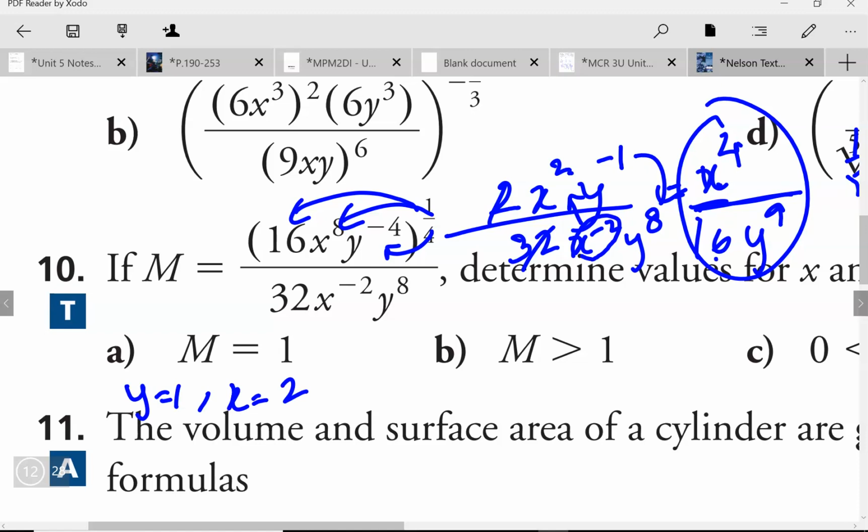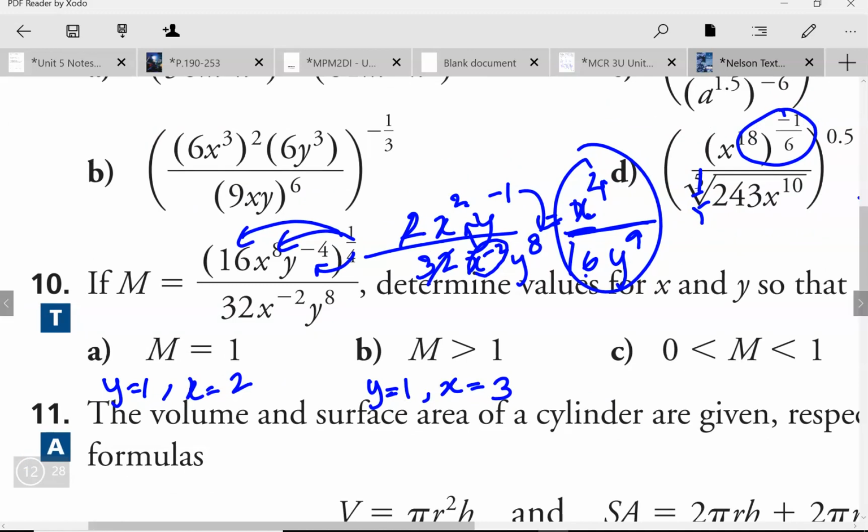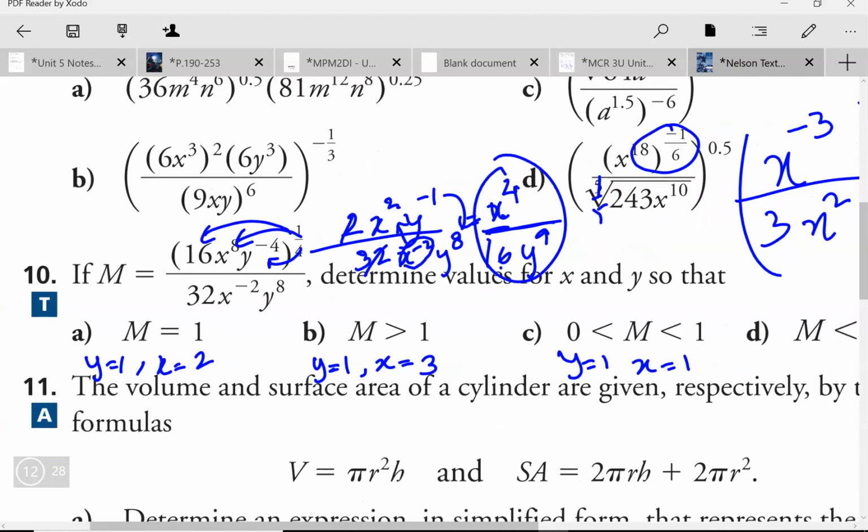So now I want a value for which m is greater than 1. This is actually now getting very simple because I can just say let y equals 1, x equals 3, for example. Now 3 to the power of 4 is going to be greater than 16, so that's greater than 1. For a fraction, I'm looking at, again, y equals 1, x equals 1. This is going to equal 1 over 16.